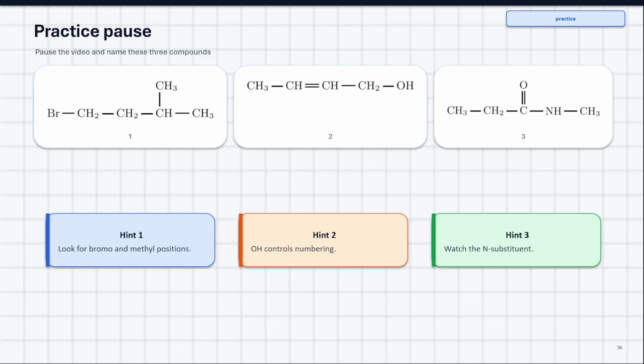Now pause the video and try these 3. For the first one, look for the positions of bromo and methyl. For the second one, remember that OH controls numbering because alcohol is the suffix group. For the third one, watch where the methyl group is attached. If the methyl is attached to nitrogen in an amide, you need an N label. Do not rush these. Use the roadmap: Boss group, parent, number, prefixes, suffix, and stereochemistry if needed. Pause now, write your answers, and then compare them on the next slide.